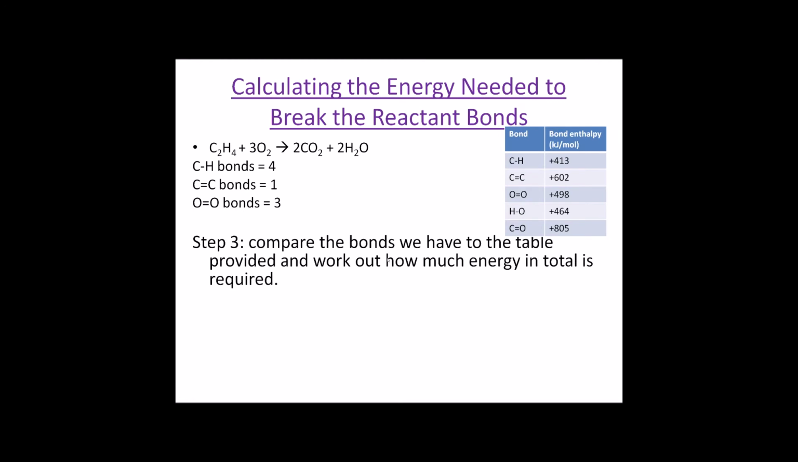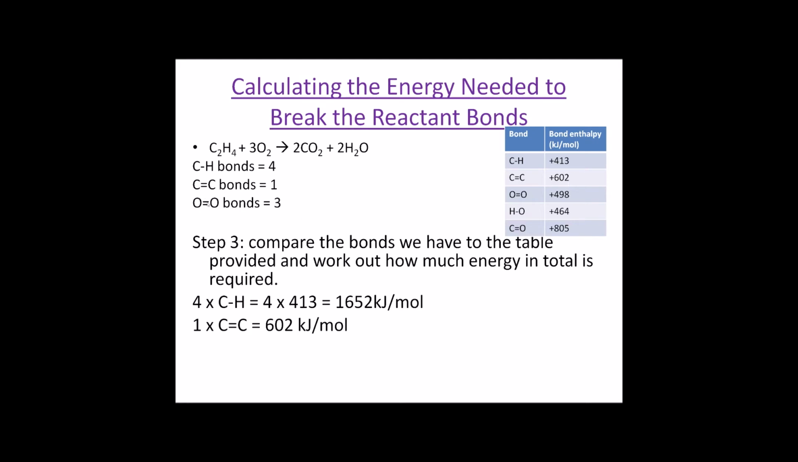The next step is we're going to compare the bonds to a table that you will be given and work out how much energy in total is required to break those bonds. Okay, so start off with the carbon-hydrogen bond, and you can see here we've got our bond enthalpies values all listed there. So for our 4 CH bonds, we've got 4 times 413, which is equal to 1,652 kilojoules per mole. So we need that amount of energy to break the 4 CH bonds that we've got in ethene. Next up, our 1 carbon-carbon double bond requires 602 kilojoules per mole. We can read that straight away.